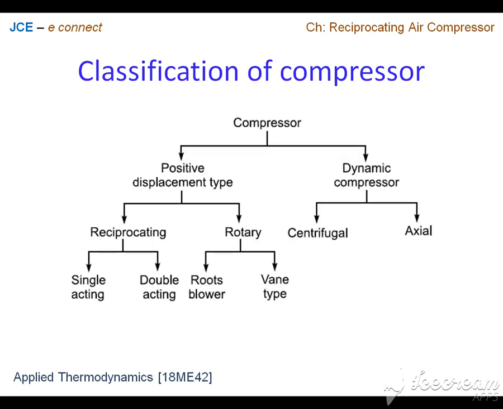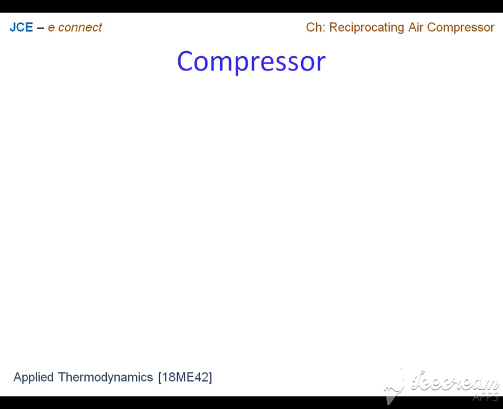Looking at the classification, we are considering positive displacement type of compressor, and under that we are focusing on single acting reciprocating air compressor. A compressor is basically a machine which is used to compress the working fluid, which may be either air or a gas, to a very high pressure, and it is delivered at the delivery end in order to meet some specific purpose.